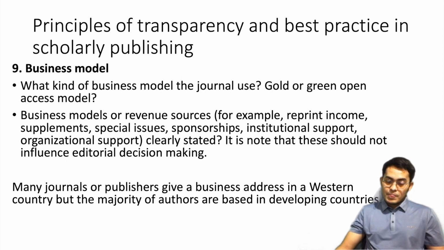So the next thing, the website needs to be able to explain the business model. For example, reprint income, supplements, special issues, sponsorship, institutional support, and even organizational support should be clearly stated. Sometimes they do not mention these kinds of things, and it should also be noted that sponsorships or special issues do not influence editorial decision making.